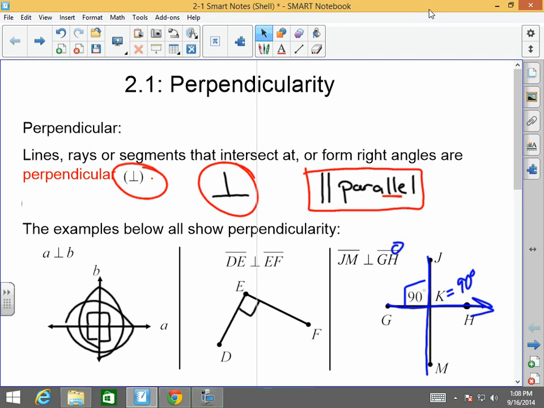Does that make sense so far, gentlemen? Yes, sir, my brother. Are straight angles? Yes, sir. Yes.